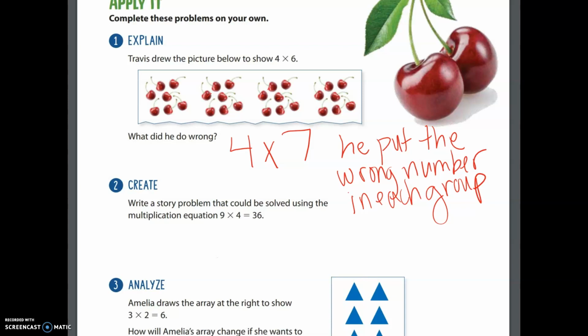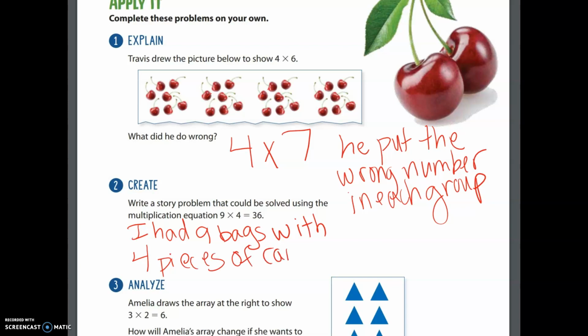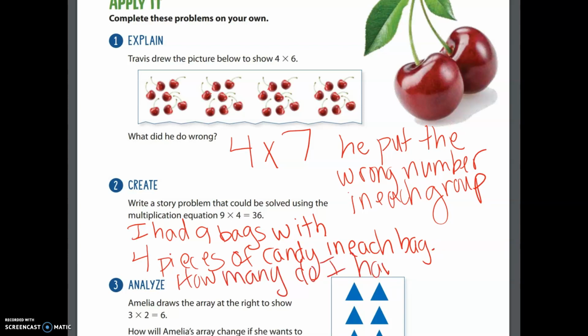Maybe 9 bags of candy. So maybe we could write, I had 9 bags with 4 pieces of candy in each bag. How many do I have in all? So I had 9 bags with 4 pieces of candy in each bag. How many do I have in all?